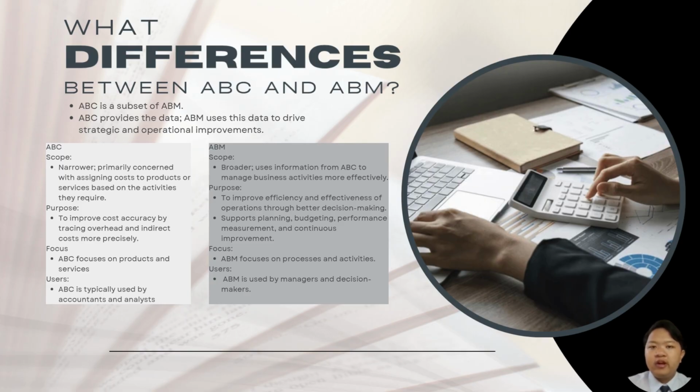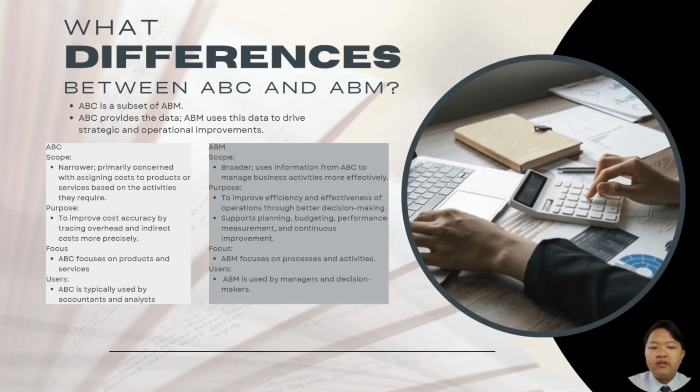Now, let's talk about ABM. ABM is a strategic use of data produced by ABC. While ABC tells us what things cost, ABM focuses on what to do with that information. ABM uses cost and activities data to improve efficiency, reduce waste, and enhance decision making. It looks beyond products and focuses on activities, processes, and resource usage. ABM supports strategic goals like performance improvement, budgeting, and continuous improvement.